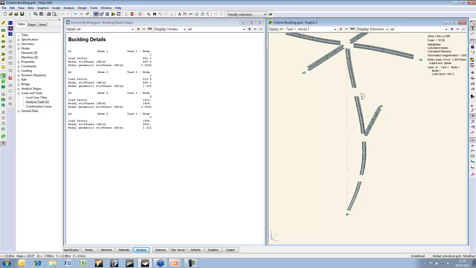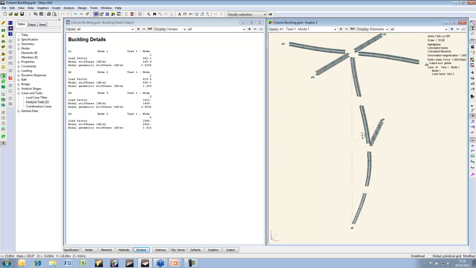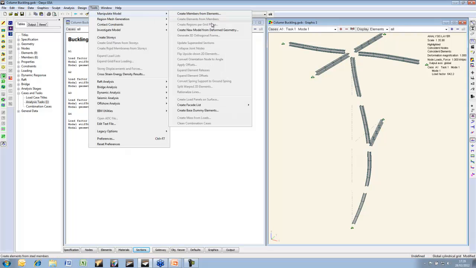Now these are all the ways that it could possibly buckle, but we can see that mode 1 is the way that it will buckle. You might have a number of closely spaced modes in a more complex structure. So what I'm going to do now is a nonlinear buckle on this, and to help it on its way I'm going to take this buckle shape and update the geometry so that this buckling becomes an initial imperfection. I'm going to use the tools, manipulate model, create new model from deformed geometry.